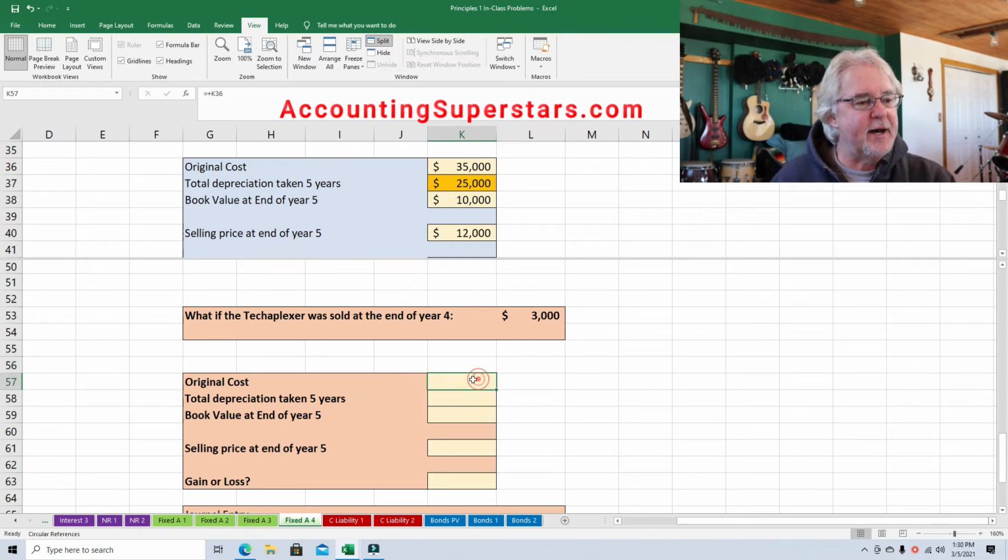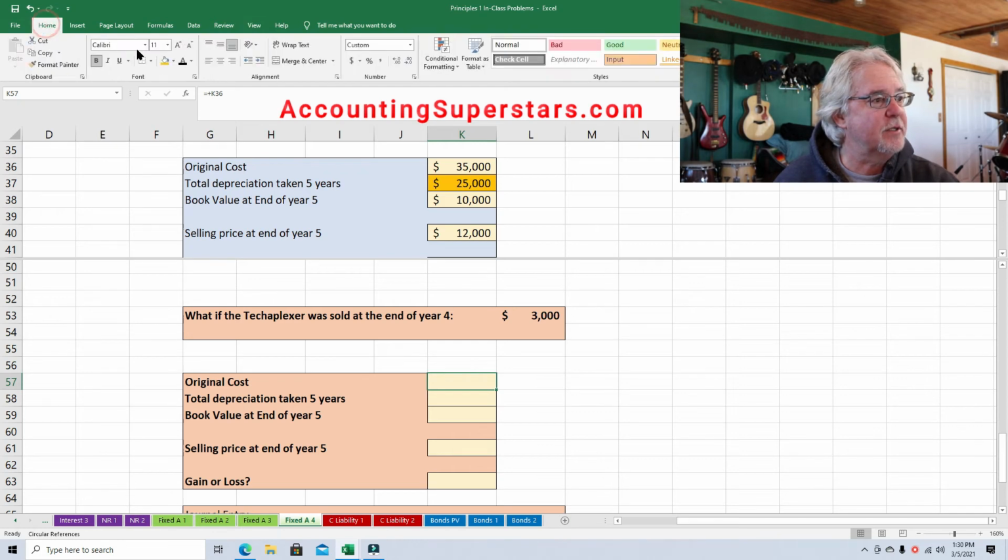So the original cost of the contraption was $35,000, and the total depreciation taken up to the 5th year is $25,000. And so the book value at the end of year 5 is $10,000. There you go. And folks, that's exactly what we got up above in the previous example.